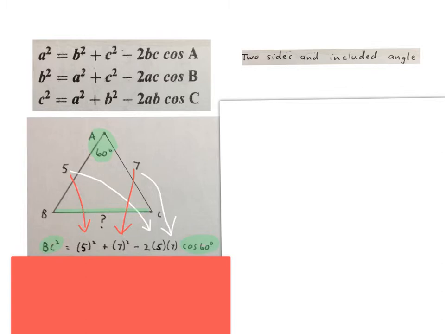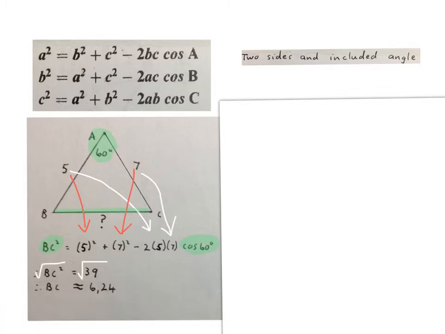Now we can just work all of this out on the calculator. That gives you BC squared equals 39. Then we square root both sides and we round off our answer. Final answer: 6,24 is the length of BC. Please stop the video and see where everything goes that we put into the formula.